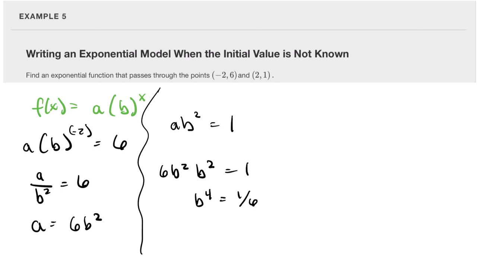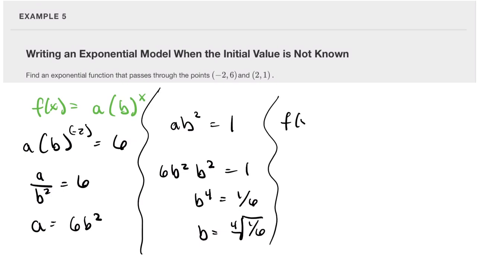So then we take the fourth root on both sides. Again, normally whenever we take an even root, we do plus or minus. But because we're working with an exponential, a negative base for your exponential doesn't make sense. So we just take the positive. So then b equals the fourth root of 1 over 6.